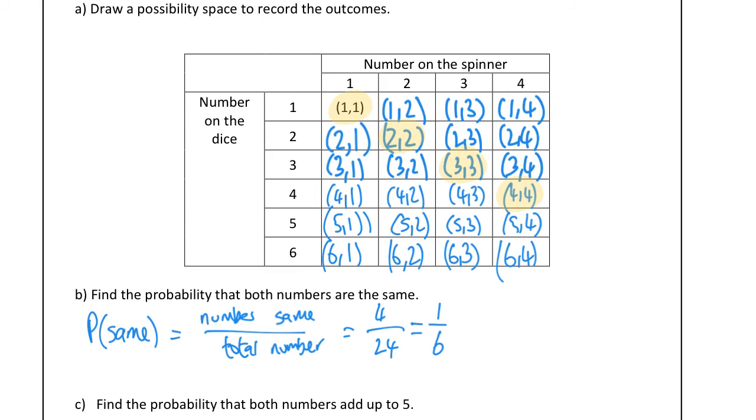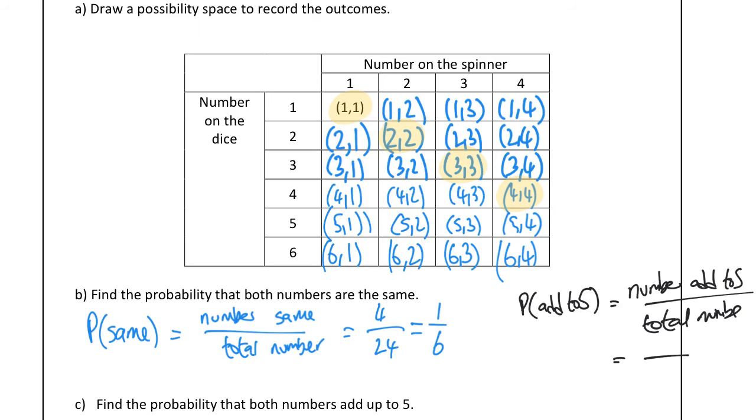Part C, what is the probability that both numbers add up to 5? So the probability that they add to 5 is equal to the number that add to 5 divided by the total number.